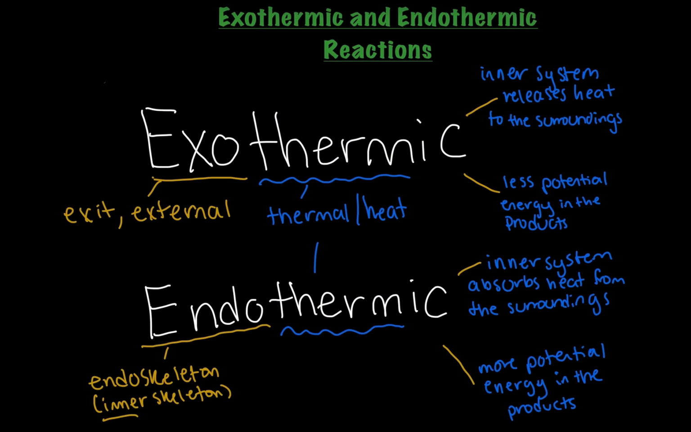Now, if you want to think of an example for endothermic reactions, you can think of a cold pack. This cold pack is going to be absorbing the heat from wherever it is that you're placing it on, and it's going to be cooling the surface because now the heat is being absorbed, and that's what causes the ice pack to melt.